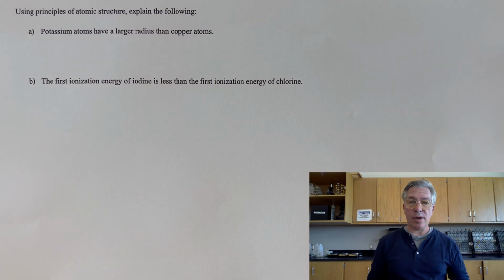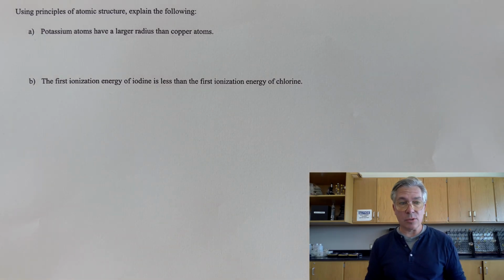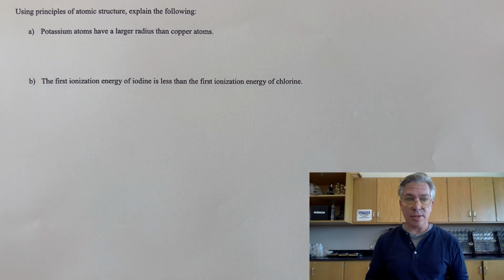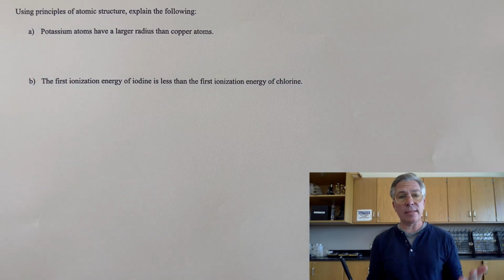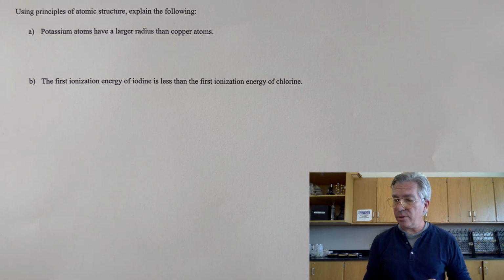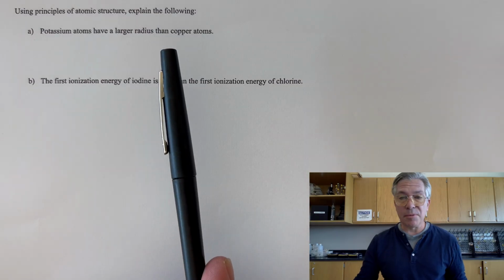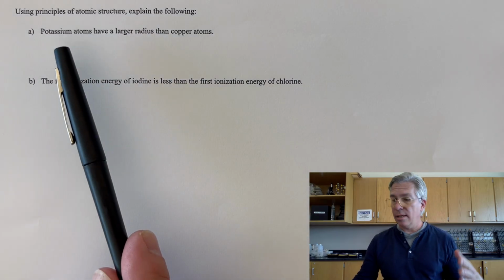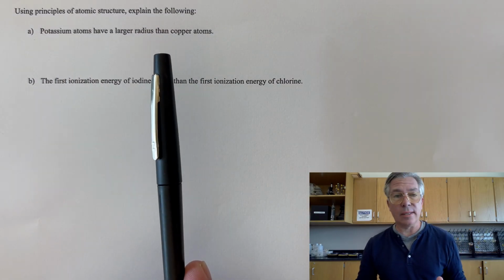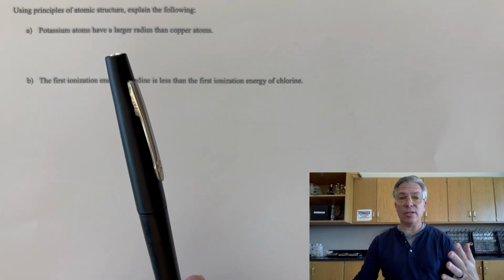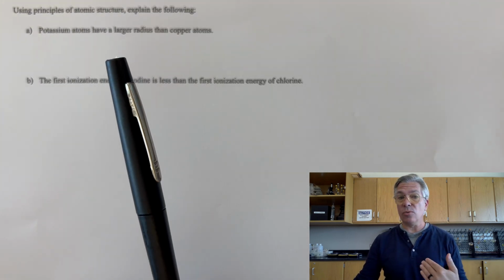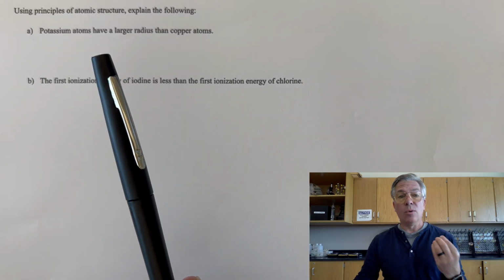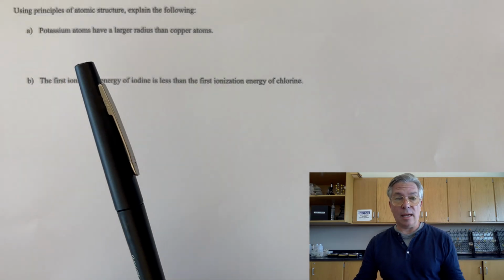Let's look at a couple of prompts that you might see in a free response question. These are fairly typical types of questions dealing with periodicity. And it'll say something like this: using principles of atomic structure or maybe chemical bonding or something like that, explain the following. And it'll tell us potassium atoms have a larger radius than copper atoms. So in this case, we don't actually have to predict which is bigger. We are told that it's bigger. We are supposed to justify that and say why it's bigger.